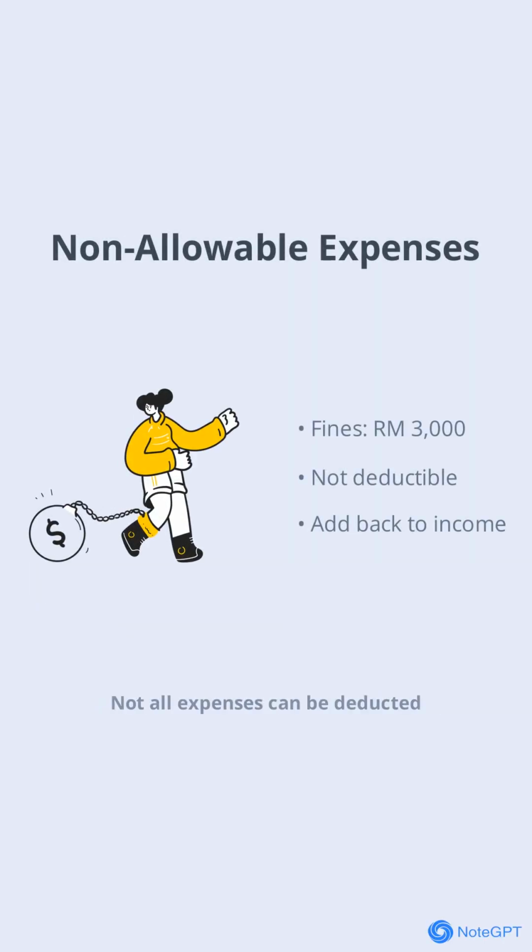Not all expenses can be deducted. Non-allowable expenses such as penalties and fines must be added back to the income. In this example, ABC SDN BHD incurred fines totaling RM 3,000. These are not deductible for tax purposes, so they increase the adjusted income. It's important to distinguish between allowable and non-allowable expenses to ensure accurate tax reporting and avoid underpayment of taxes.